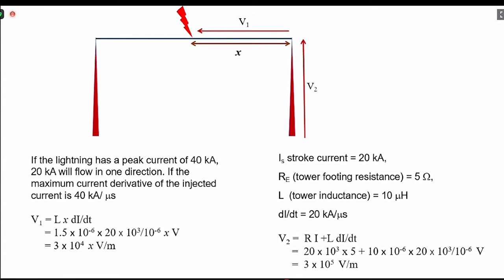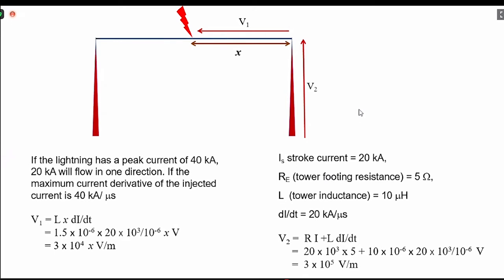If the maximum current derivative of the injected current is 40 kiloamperes per microsecond, again some sort of a mean value for a negative subsequent stroke, then if we apply V equals L di/dt, because when you take a wire and a transient current, you will find that the V_R term, the resistive component of the voltage, is extremely low. So if L is the inductance per unit length, then L times x is the total inductance. That times di/dt will give you the voltage, V1, which is in the order of 30 kilovolts.